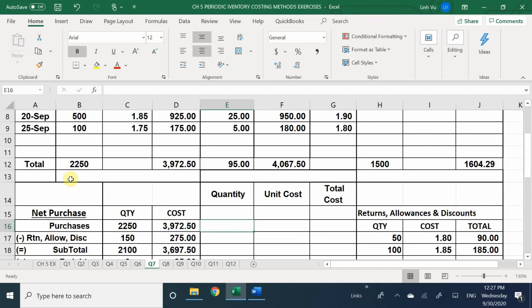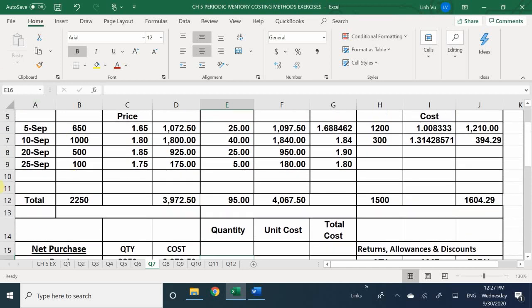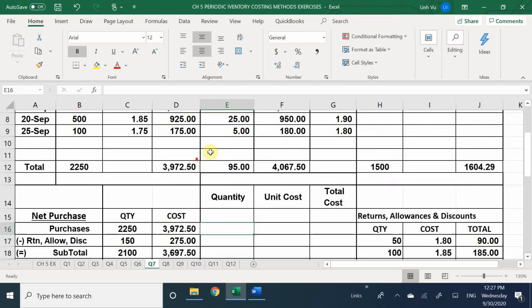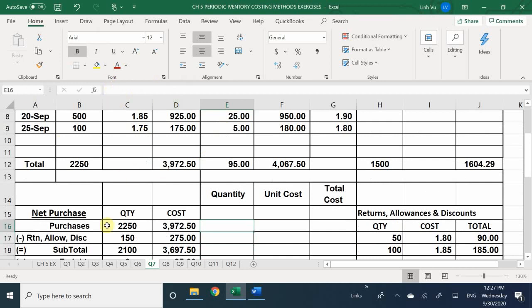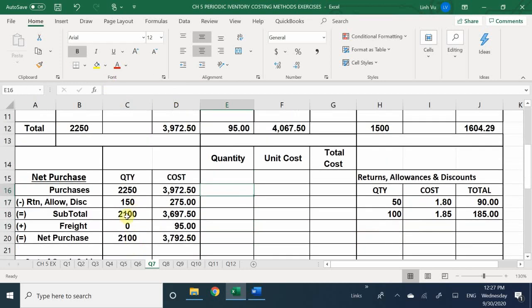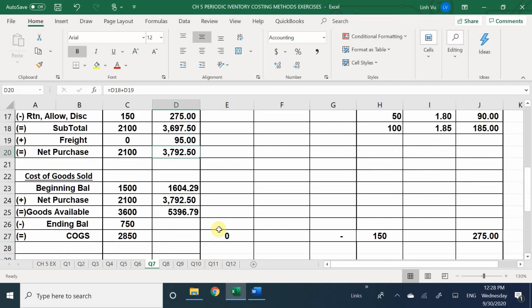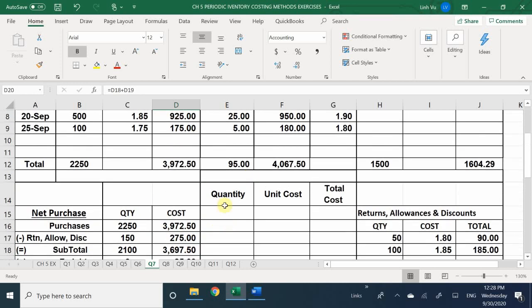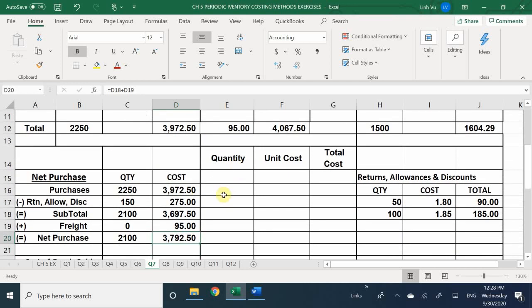So, if you want to take a shortcut, you can realize that your total purchases is supposed to be for the 250 items. But remember, we don't have all 250 items. We only have the total of the 2,100, which we know is going to give us a grand total of $3,792.50. But for the sake of this class, and to ensure the accuracy of our accounting, we're going to do exactly one at a time.